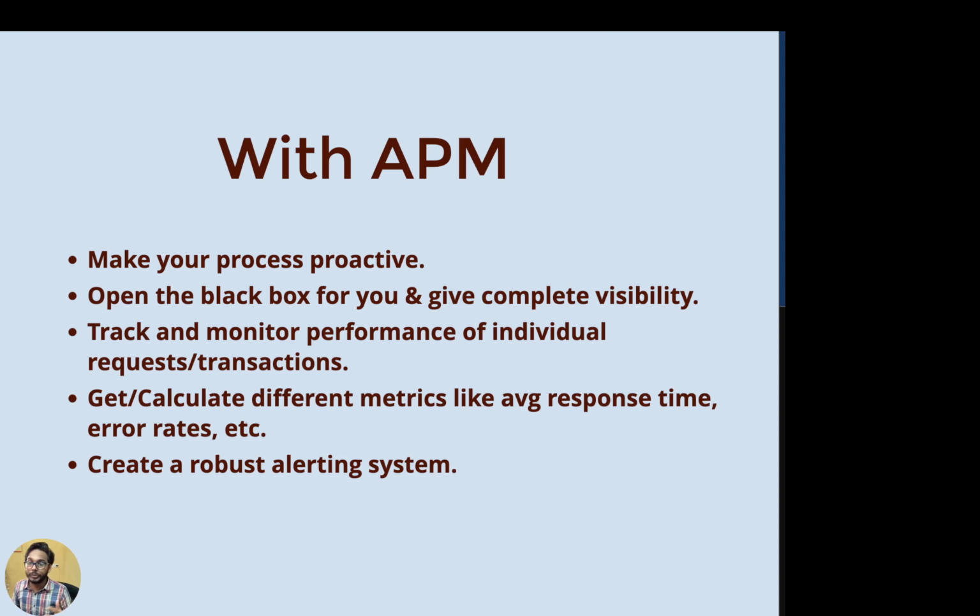And the best thing is you get to create a robust alerting system for when performance metrics are going down, such as if an instance is down, or a service is down, or if you see that a particular, let's say, Java service is taking too much time, and you can set an alert on that. So that's what an APM is. That's how your current system with an APM will be.